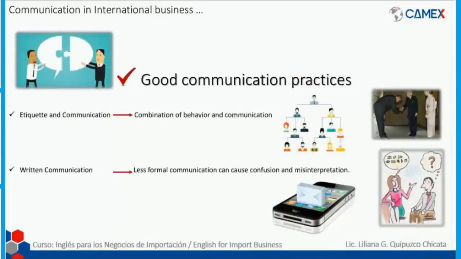Now, let's continue talking about communication in person in international business. We're going to talk about etiquette and communication. Etiquette is a combination of behavior and communication, how other cultures behave. In this case, we can also talk about the Asian culture.